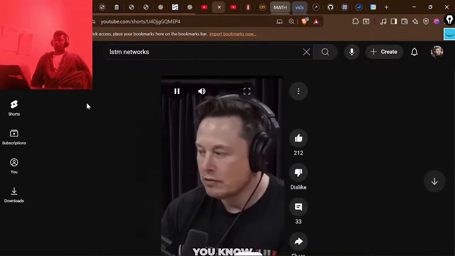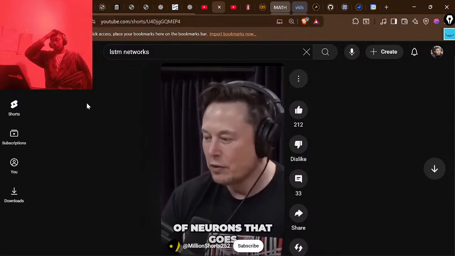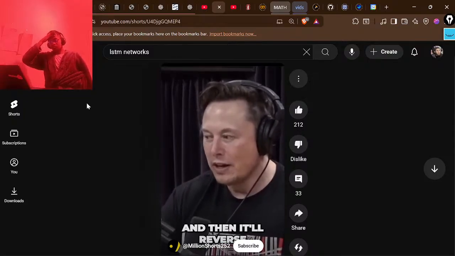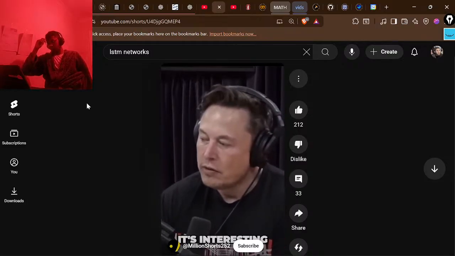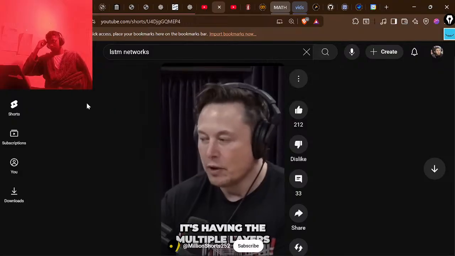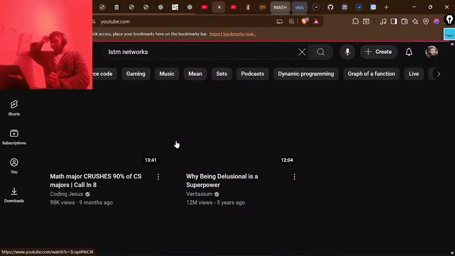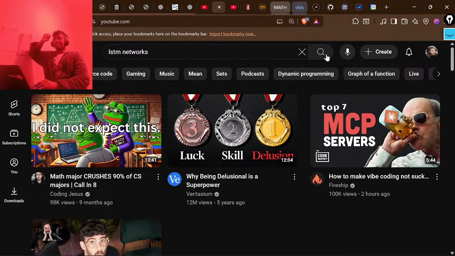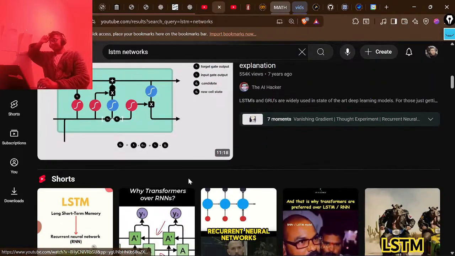It's having the multiple layers of neurons and backpropagation. You have a layer of neurons that goes through a series of intermediate steps to ultimately reach cognition, and then it'll reverse those steps, go back and forth, and go all over the place. Interesting, very interesting. He doesn't know anything about it. Making it up.